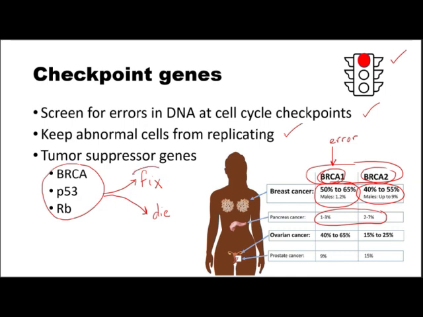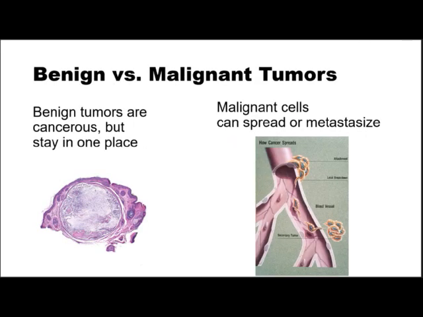So let's say there was an error and the cell couldn't fix it. It says, you know, I'm going to skip that and I'm just going to go on and I'm going to divide into two cells anyway. Now those cells are kind of rogue. They're broken and they don't care. And that would allow them to develop into this mass of cells that doesn't really do anything. And so that's what we would call a tumor, essentially.